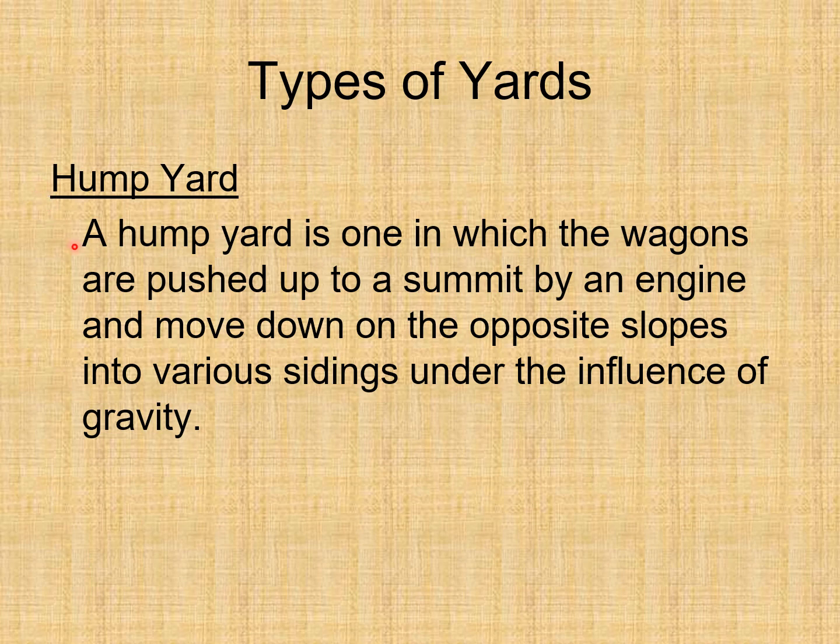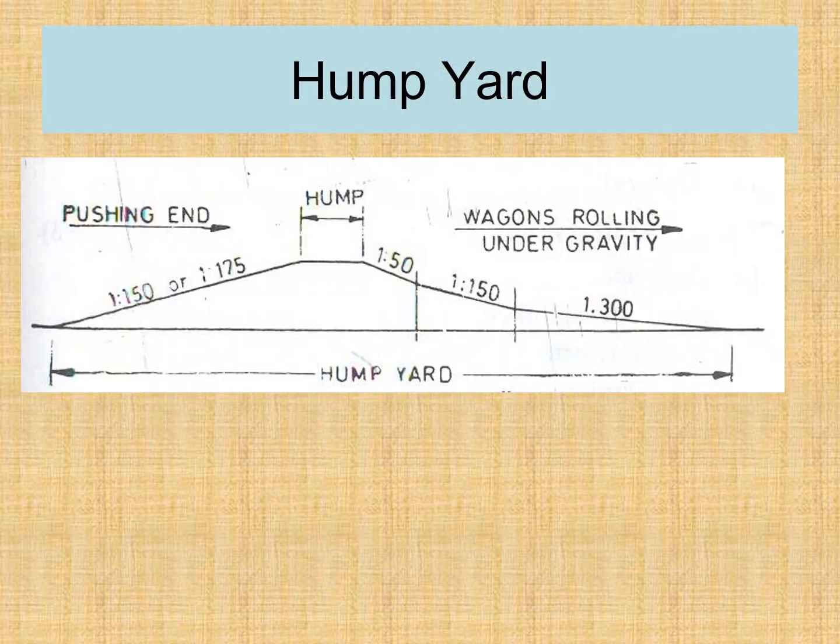Hump yard. A hump yard is one in which the wagons are pushed up to the summit, that is the highest point, by an engine and moved down on the opposite slopes into various sidings under the influence of gravity. So this slide is showing the hump yard. So you can see that the wagons are pushed to this hump or the summit, and then from here, under the influence of gravity, the wagons can be sent into different sidings. So this is the hump yard.